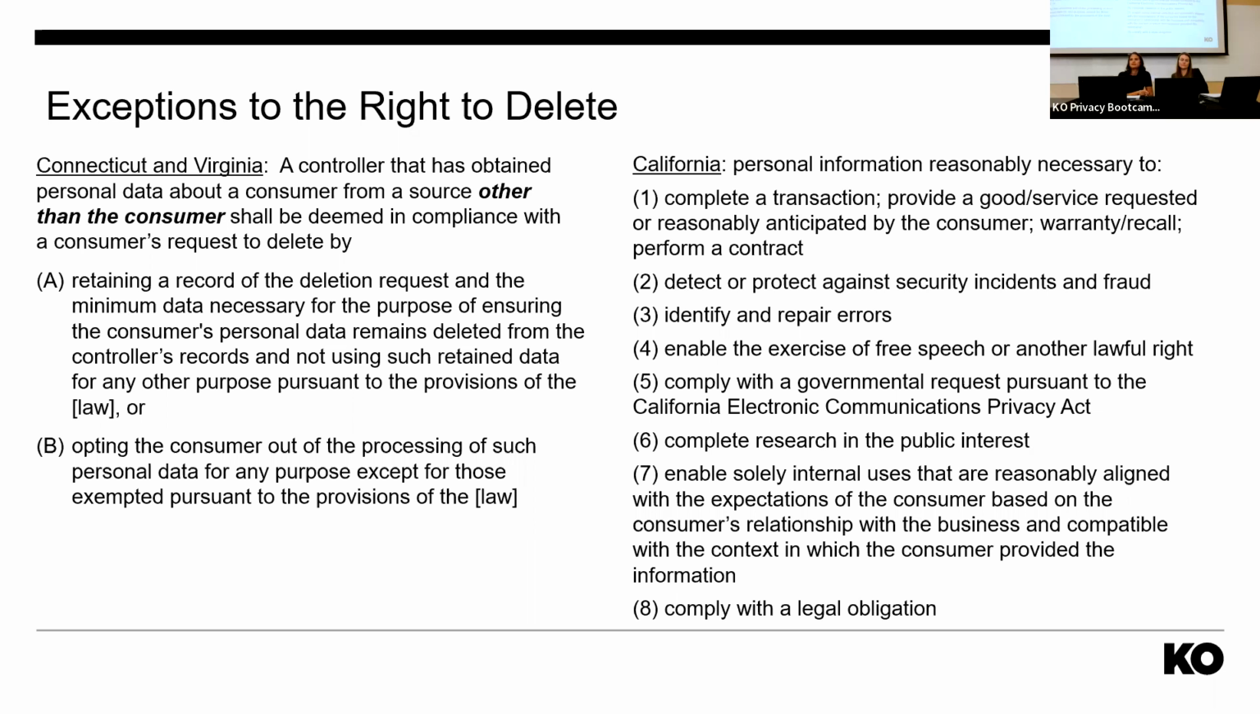And then California has an enumerated list of exceptions. So again, it is a pretty narrow right. If you need to maintain the data to complete the transaction or service that this consumer requested, if you have legal obligations to maintain the data, again, in the employment context, or otherwise for security reasons to detect fraud, or in the research context, if you're doing research in the public interest. So there's a number of exceptions, and it will be really important to assess these depending on the type of data that you're processing.